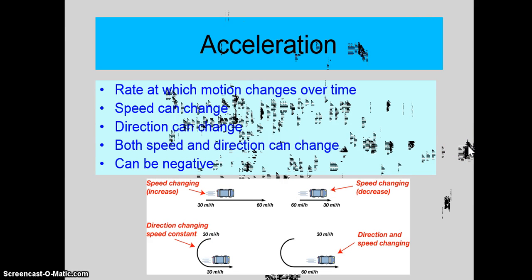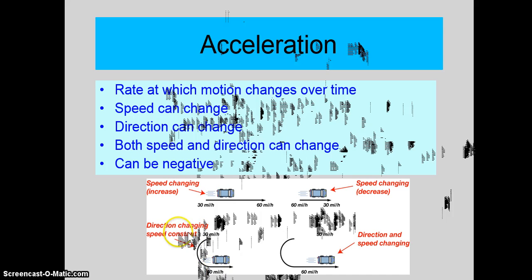Alright, so here's an example of the typical thing that we think of as acceleration. A car is going from 30 miles per hour to 60 miles per hour. That's what we would consider an acceleration. Here's another acceleration. This one would be negative, of course. 60 miles per hour to 30 miles per hour. Here's another one. It's staying at the same speed, right? The same exact speed, the same magnitude, but it's changing direction.